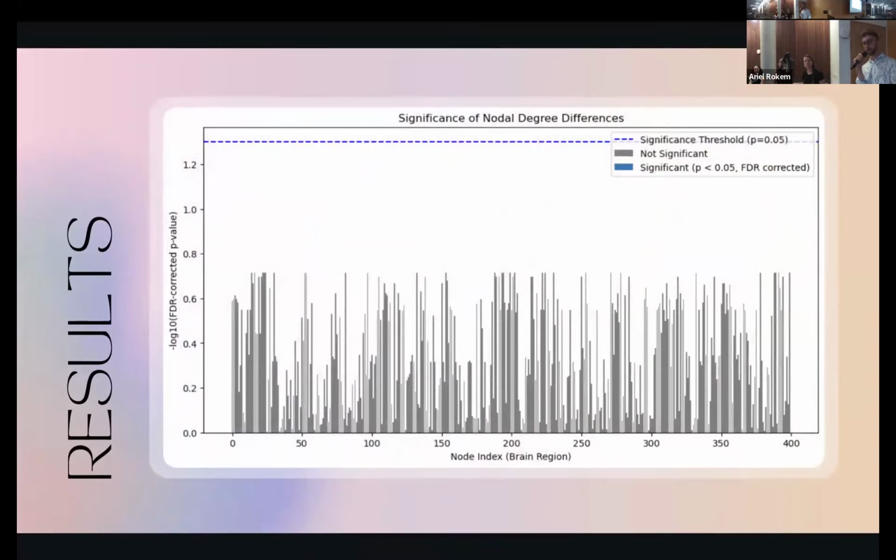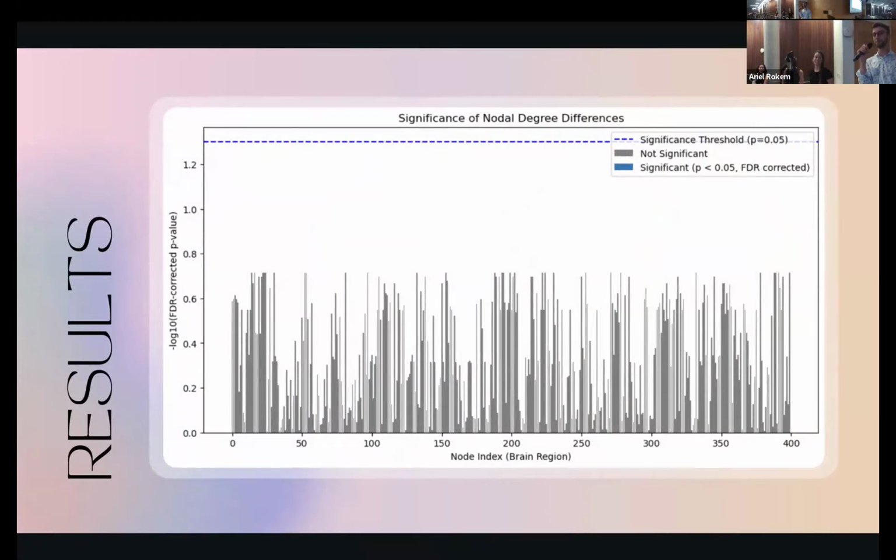So these are the results. First is looking at node index. You can see on the x-axis is the index of each parcel of the brain, and on the y-axis is the negative base 10 log of the FDR corrected p-values. The blue horizontal line is the significance threshold. So none cross significance across any parcel in the brain, meaning that there's no statistically significant difference between the general population and depressed people in the sample using the functional connectivity matrix. So a little disappointing.